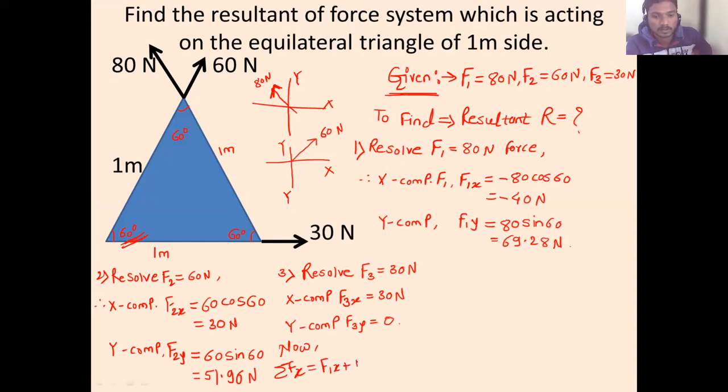F1x plus F2x plus F3x equals, tell me first. What is this addition? What is summation x? 20 Newton. Sure, I am believing you, 20 Newton, whatever you are telling.